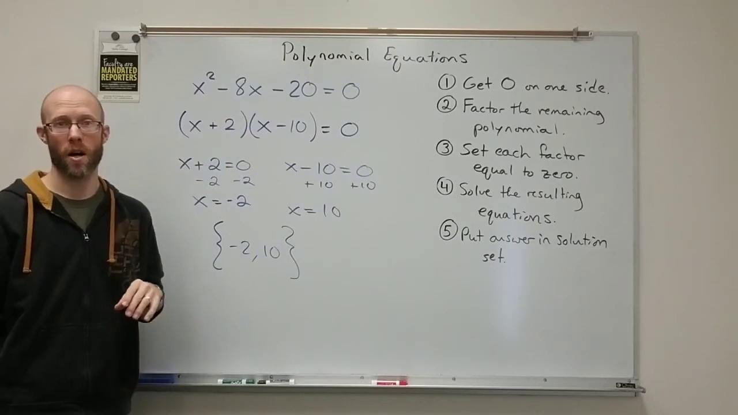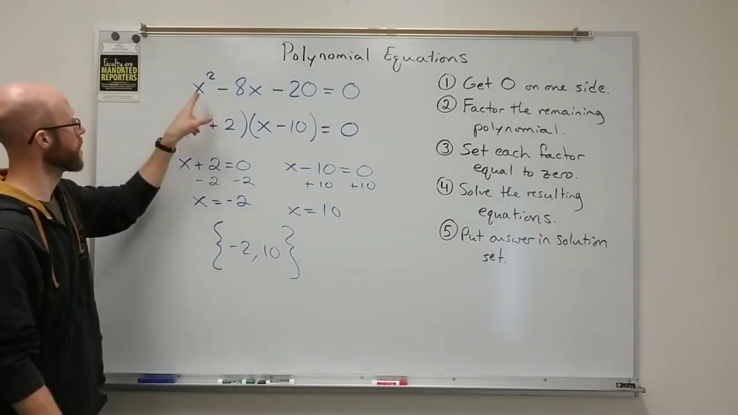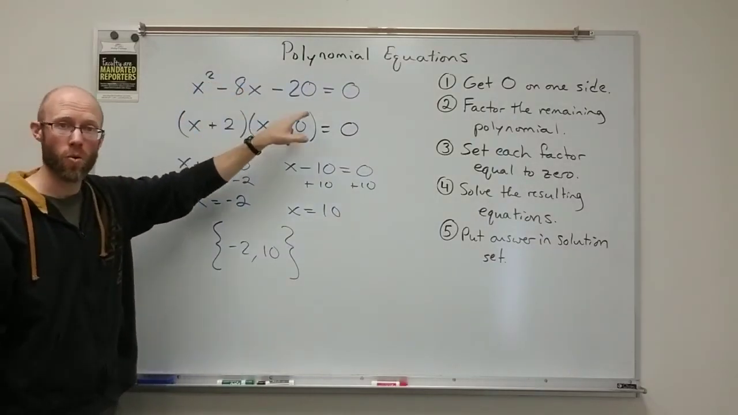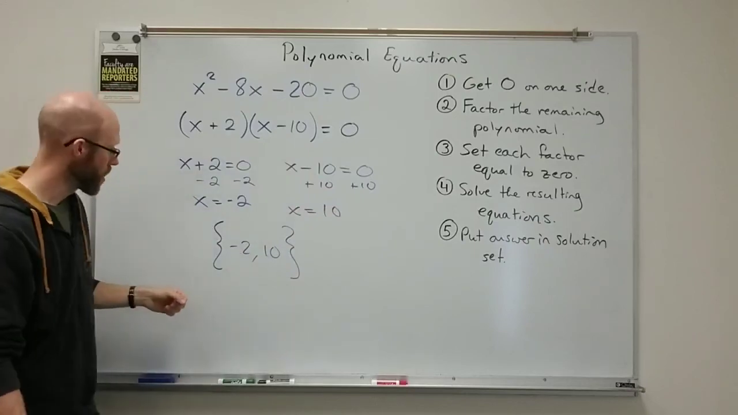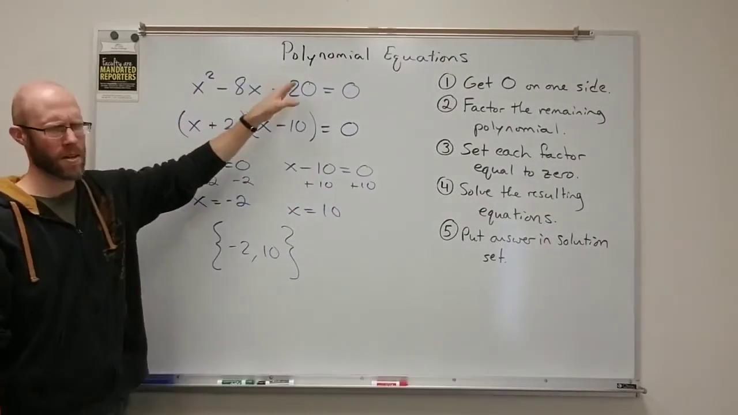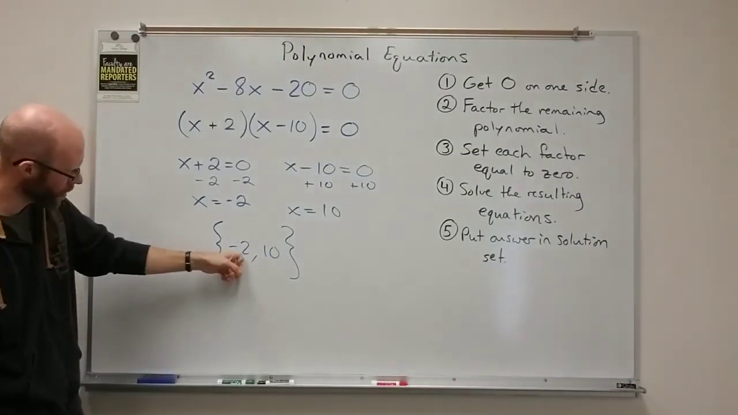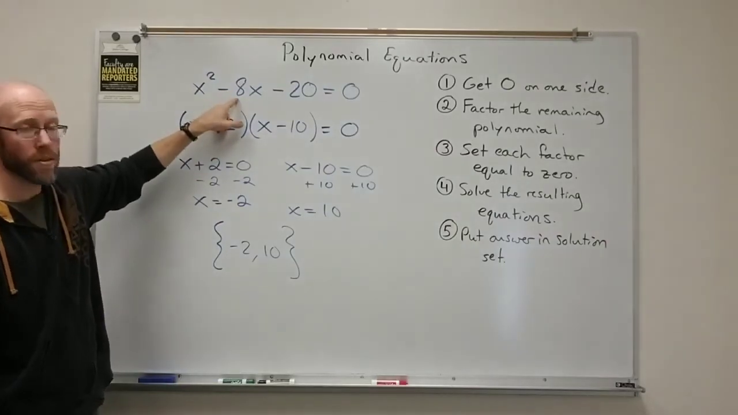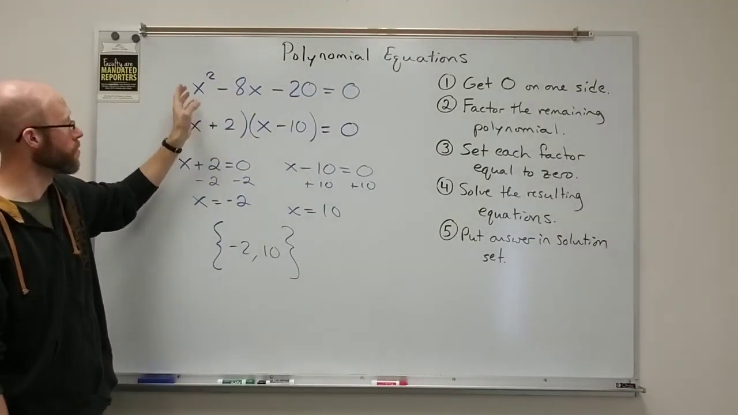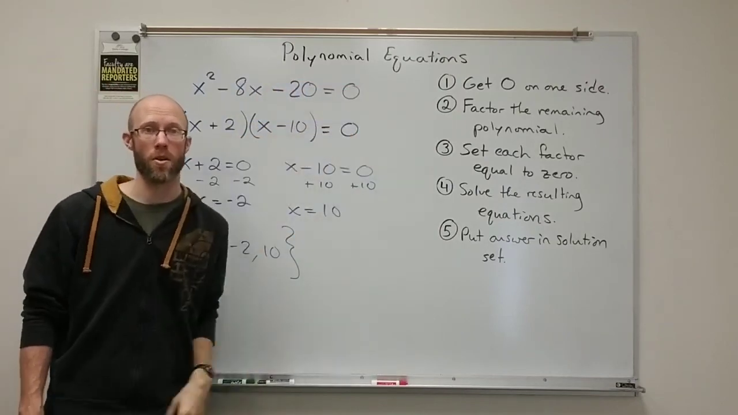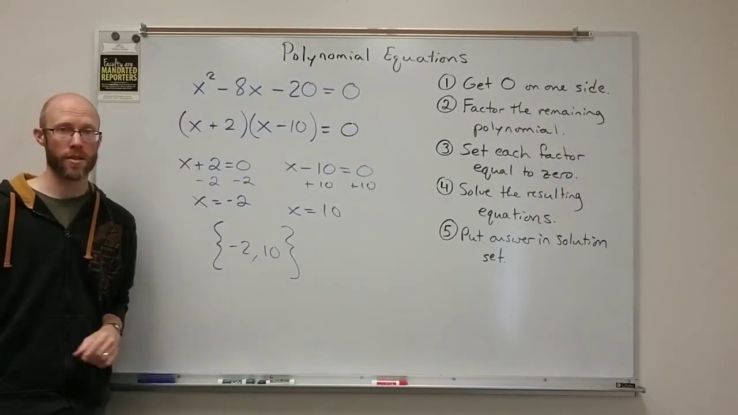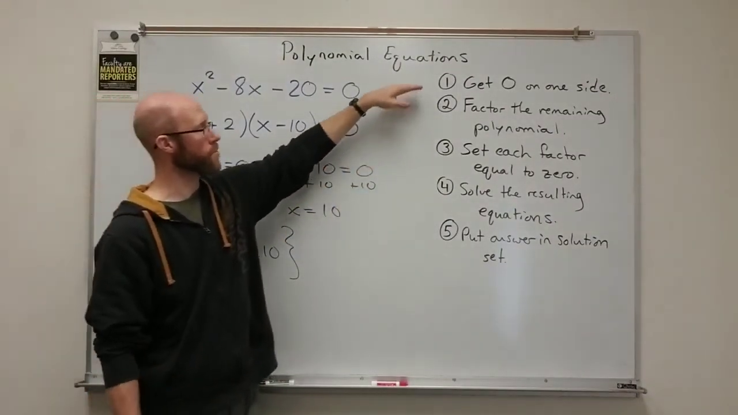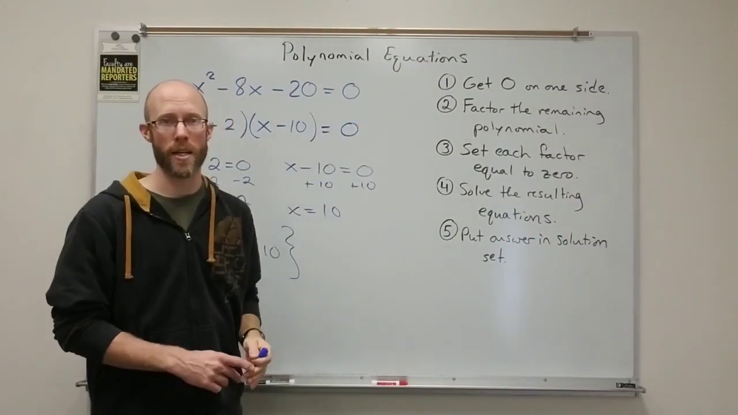Now, if I were to plug -2 and 10 individually into this equation, the left side is going to zero out. Let's try the 10. 10 squared is 100. 8 times 10 is 80. 100 minus 80 minus 20 is 0. If I plug in the -2, -2 squared is 4. -2 times -8 is +16. So 4 and 16 makes 20, minus 20 makes 0. So it does work out in both cases. All right. Okay, so that gives us all of our steps. We were able to skip the first one again because it already had 0 by itself.